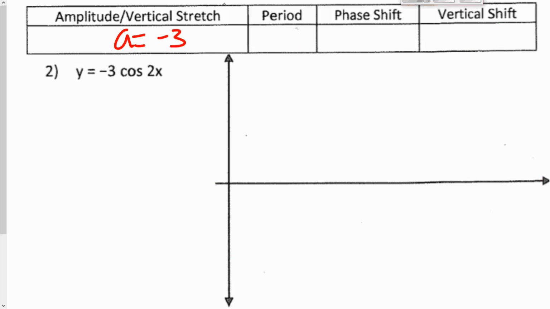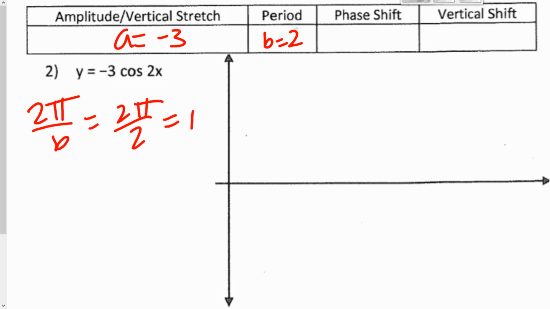Okay, so here's the second one, dealing with cosine this time. Our A is -3. Our B here is 2, so that affects our period, right? We take our normal period of cosine, which is 2 pi, we divide by b, so that's 2 pi divided by 2, which is just pi, so it's going to be pi long. Our phase shift, nothing's inside the parentheses being subtracted from x, right?